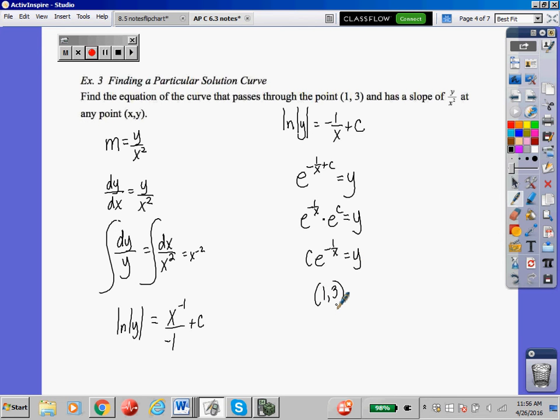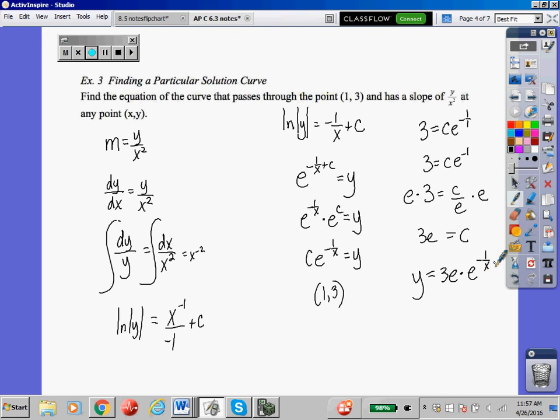Now we're going to use the point (1, 3). And this will give me 3 equals c e to the -1 over 1. Then you multiply by e, and I'm getting c equals 3e. So this is y equals 3e times e to the -1 over x.